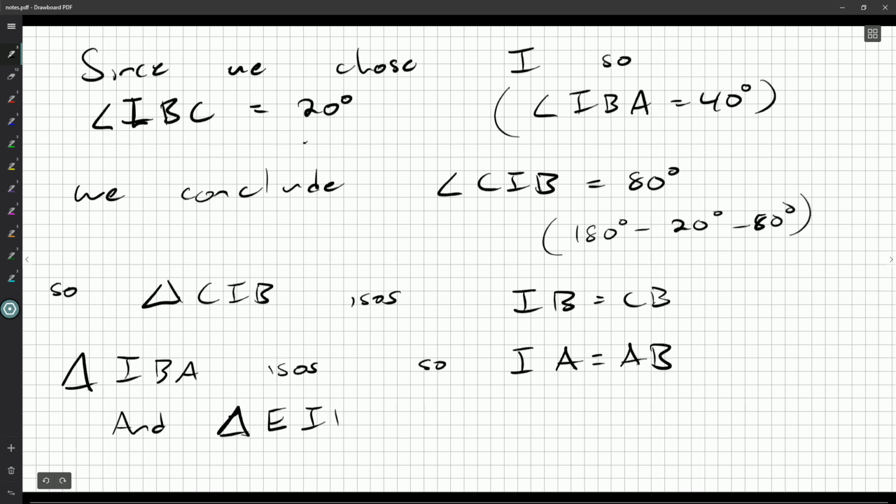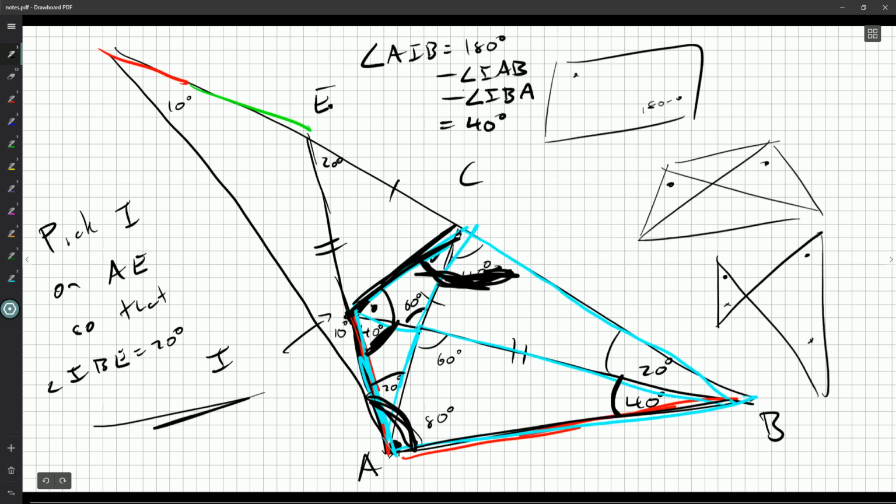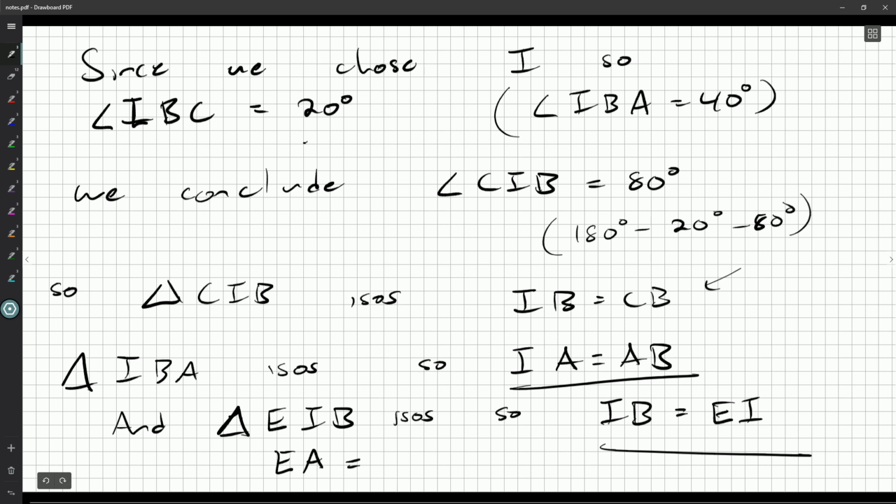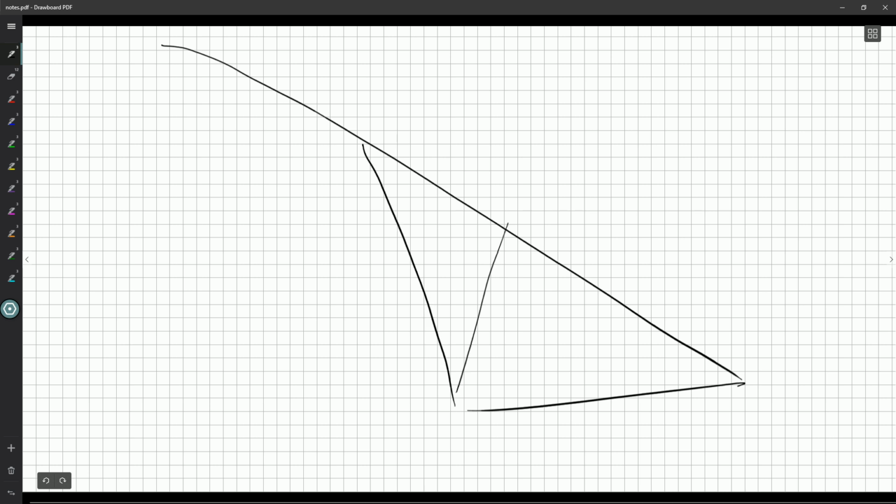And EIB, the whole reason we did this was so that I could get an isosceles triangle here. That's the whole reason we did this 20. So this is also isosceles, so IB is EI. And so our conclusion from these two, and then this one, is EA is EI plus IA, which is CB plus, well, let's say AB plus BC, keep it in the same order. Okay. Now going back to our big picture, we realize why they put the perimeter in there in the first place.